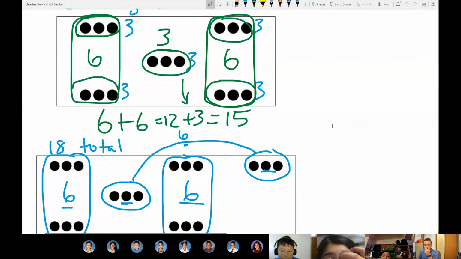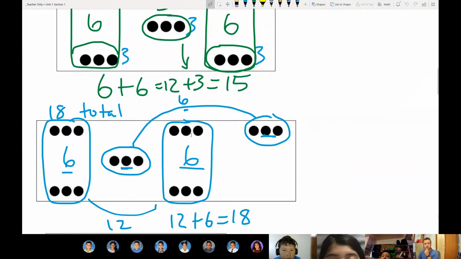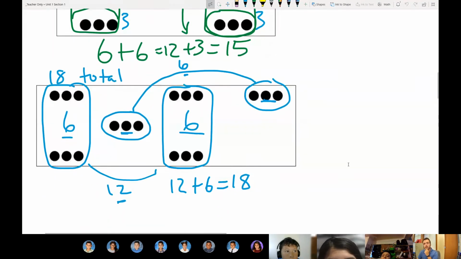Were there any other strategies or ways that people saw this one? The bottom one. Jacob? I did the same, but I drew the dots, and then I was counting them. But I did kind of the same outside. Okay. So explain how you counted them. I put all the dots together, and then I was counting them 3 plus 3 equals 6, and 3 plus 3 equals 6, and I know that equals 12, plus 6 more equals 18.